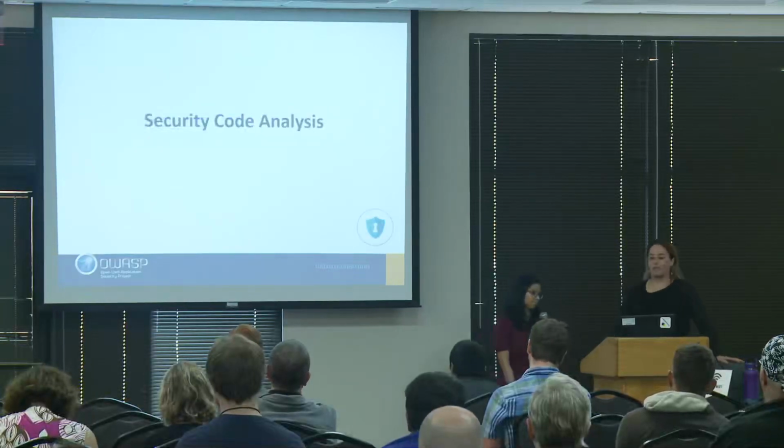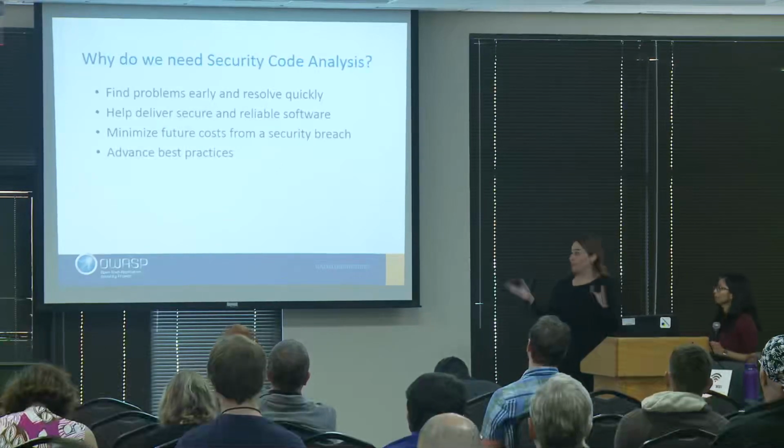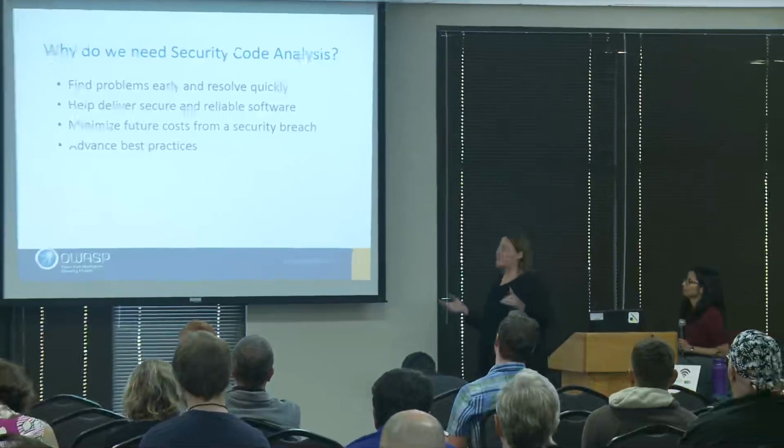So we went over what security code analysis is, and now let's go quickly over why we need it. We want to find any problems we have in our code, any security issues, very early in the development stage. And by finding them, we want to deliver more secure software to production. If we find our problems early, we will minimize our cost of future breaches. The earlier we find them in the development cycle, the cheaper it's going to be to fix them. And we want to advance best practices in our team. We want our team to think security. We want it to be part of our process as our team.